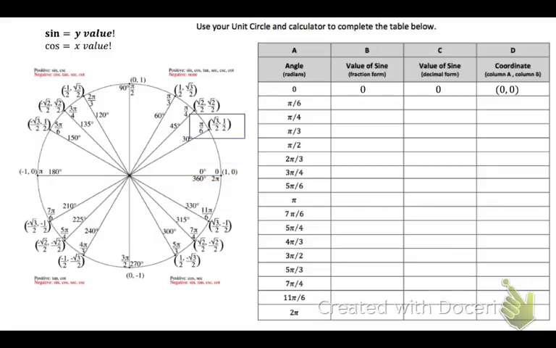Okay, if we go to pi over 6. Pi over 6, the value of sine right there, so my y value right there, is 1/2. 1/2 as a decimal is 0.5. And then that point is pi over 6, comma 1/2.